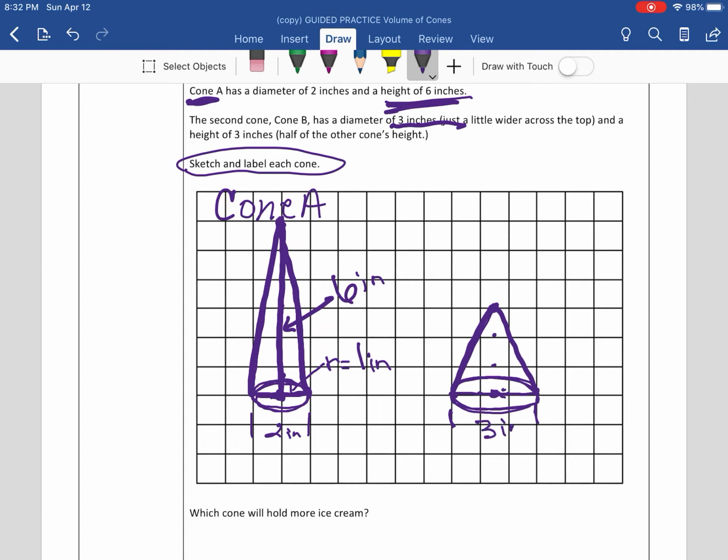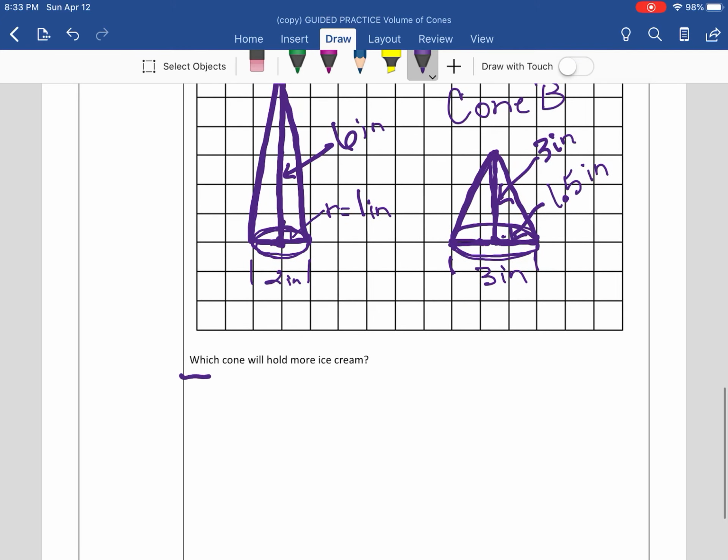We know the whole diameter of this was 3 inches. So what is from this vertex to the center of our circle? We know what the height is. That is also 3 inches. And the diameter is 3. So what is the radius? What's just half of it? 3 divided by 2. You have 1.5 inches. Now we'll label that cone B.